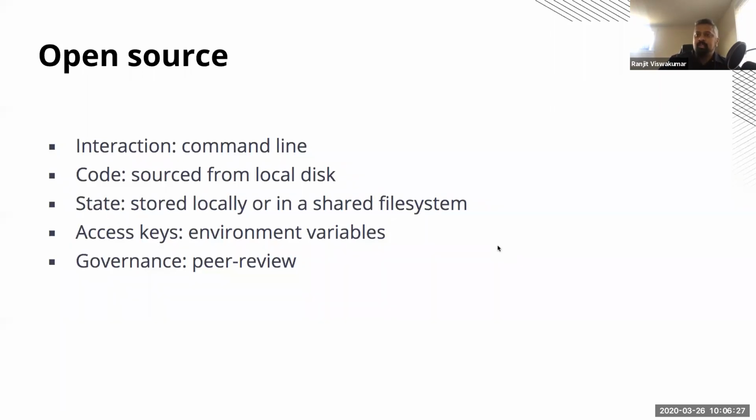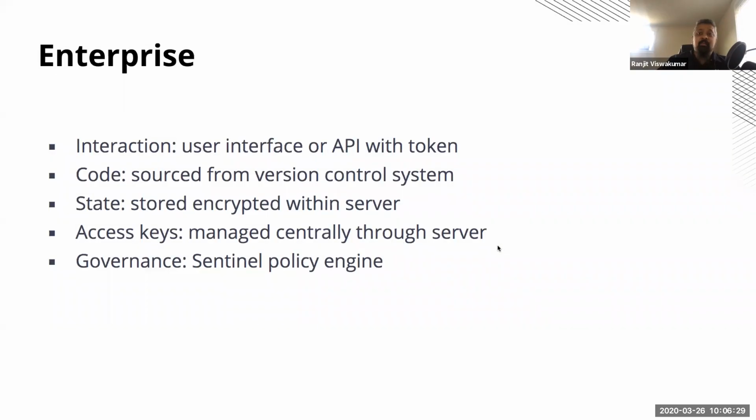So our assumptions of the enterprise workflow are, okay, now we're going to move over to using the UI or making API calls with a token. So that's going to feel different. Rather than having code directly on my laptop, I know that Terraform Enterprise integrates with my VCS system and pulls it directly from there with webhooks. So that's going to feel different.